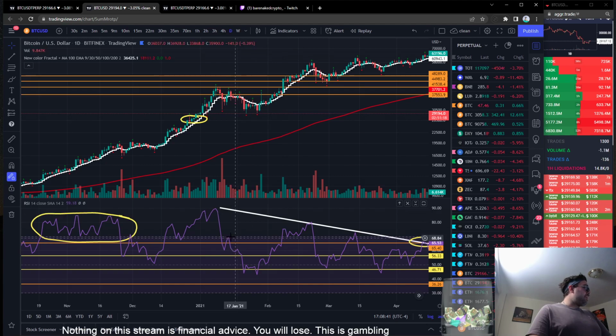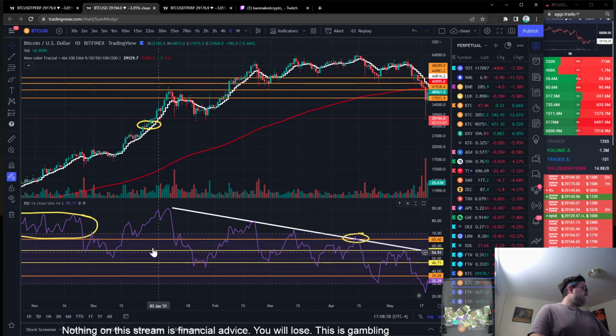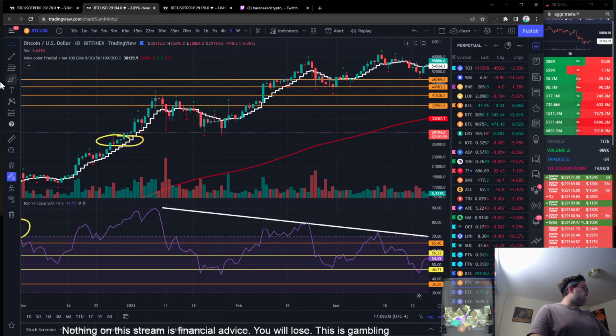Now, looking at this afterwards, the next time we hit 60K, not that overbought. The next time we hit 62K, not that overbought. The next time we hit 65K, the first time at the 64K all-time high, not even overbought at all, right? So now you can also use this to your advantage.